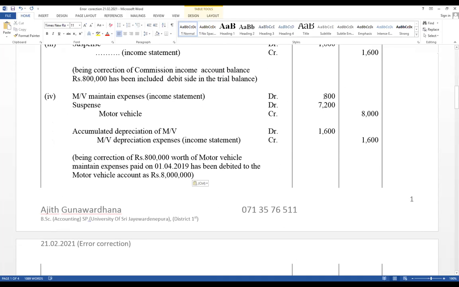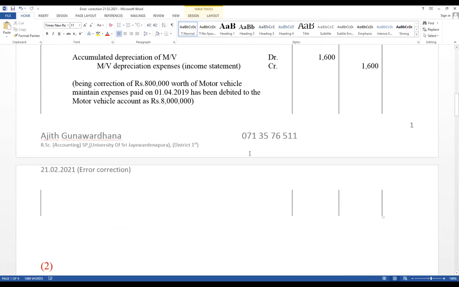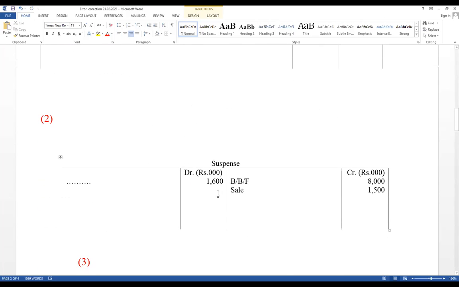Now it affects the suspense account. Think about the entry: motor vehicle maintenance expense account debit, suspense account debit, motor vehicle account credit. Therefore, suspense account debit 7,200. That value should be recorded on the debit side of the suspense account, with the name of the other account as motor vehicle, and it affects profit also.